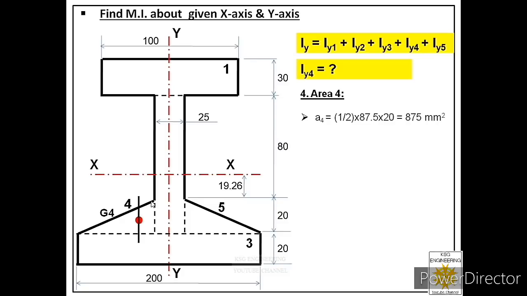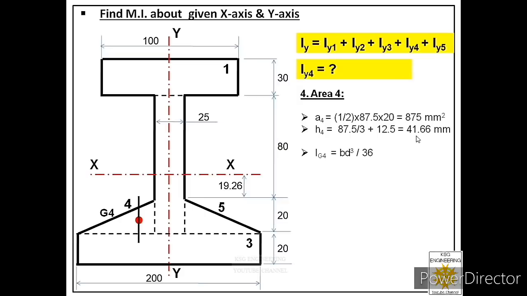Now we have to find H4, meaning we have to find the distance between these two axes. It is quite simple. We know this y-axis is lying exactly in the middle of this length, that is 25. So this distance is 12.5, and we know this distance is 87.5 divided by 3. So the distance between these two, H4, is equal to 87.5 divided by 3 plus 12.5. That will be equal to 41.66 mm. So now we have calculated the value of H4.